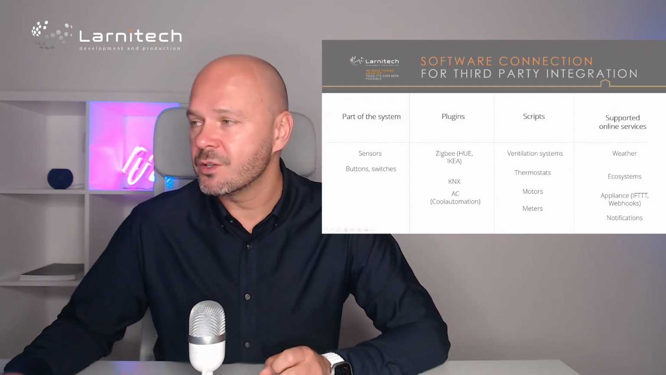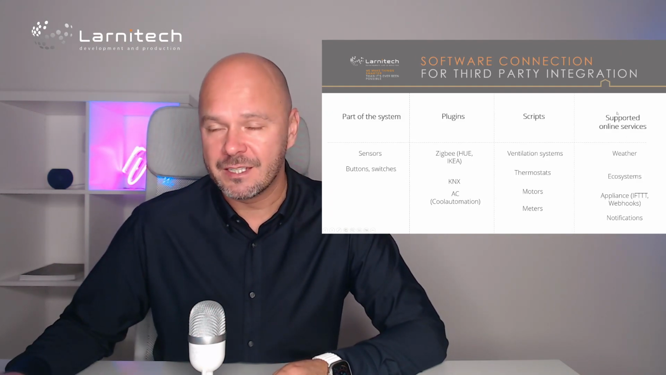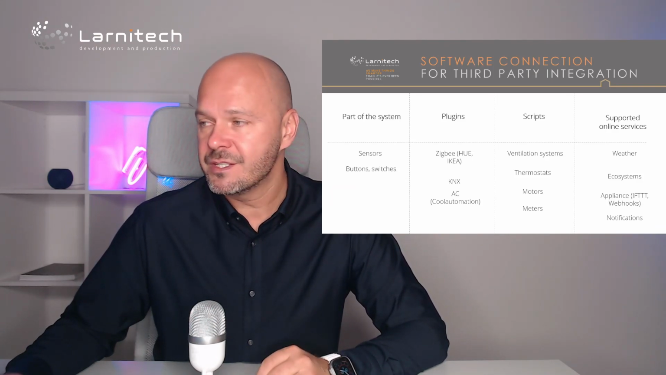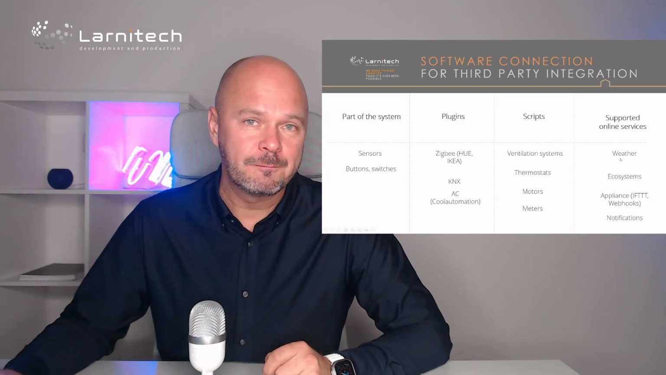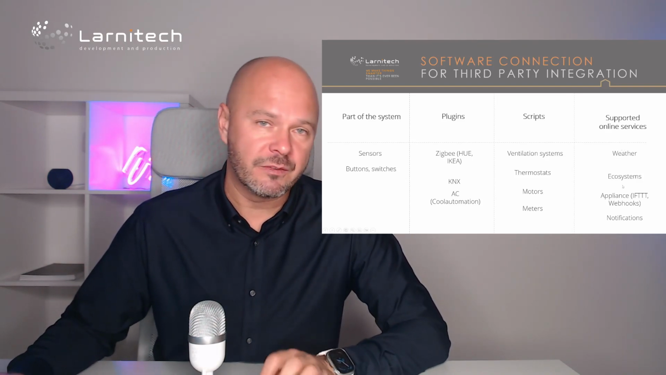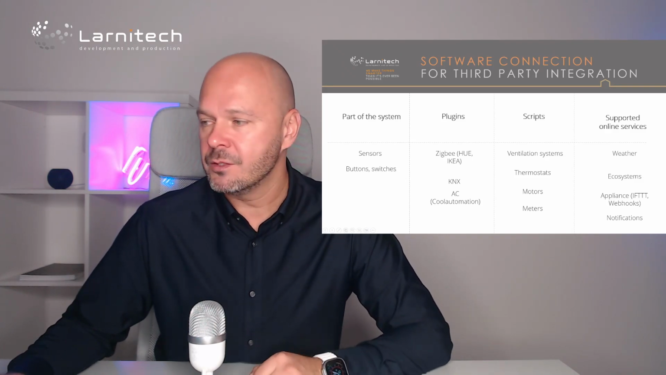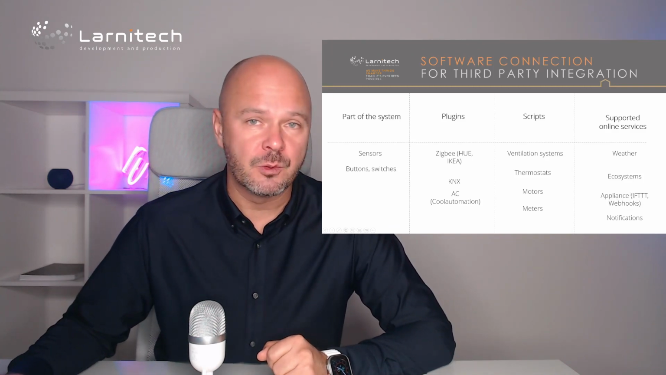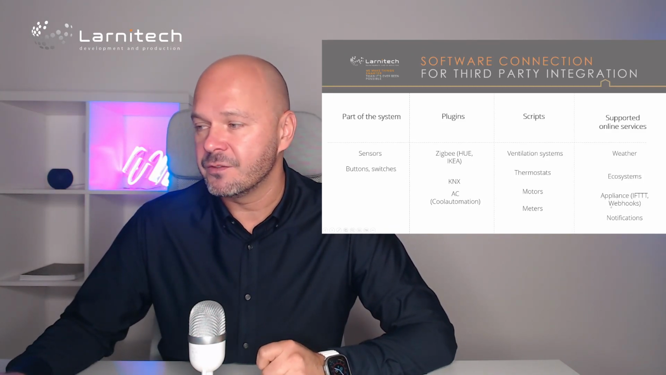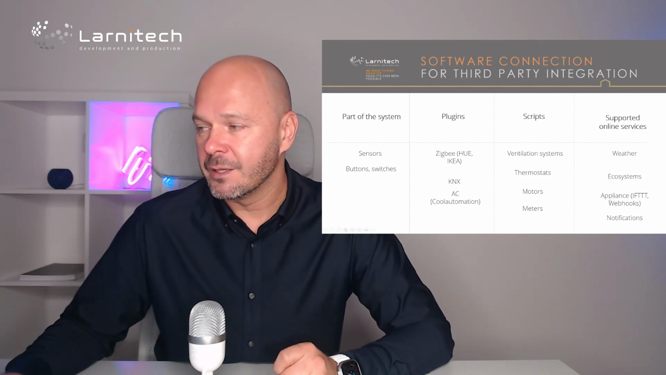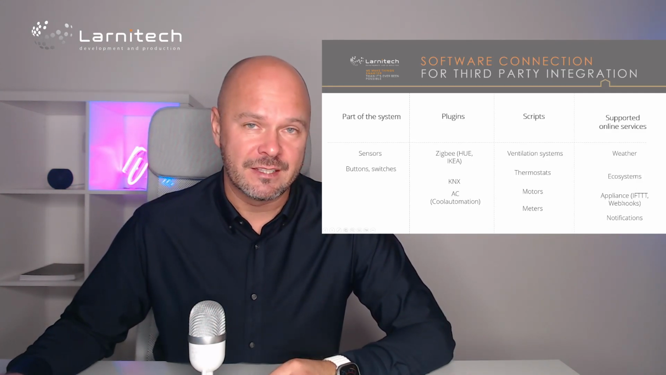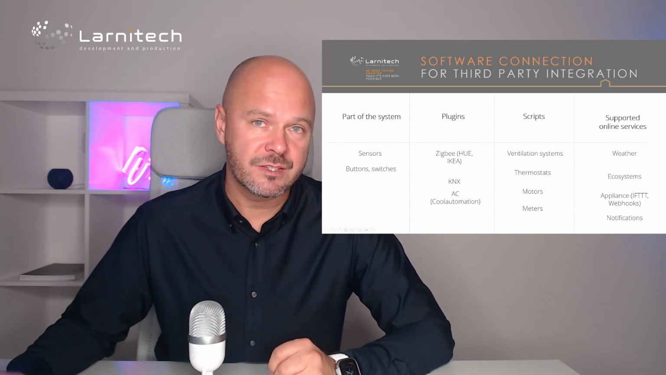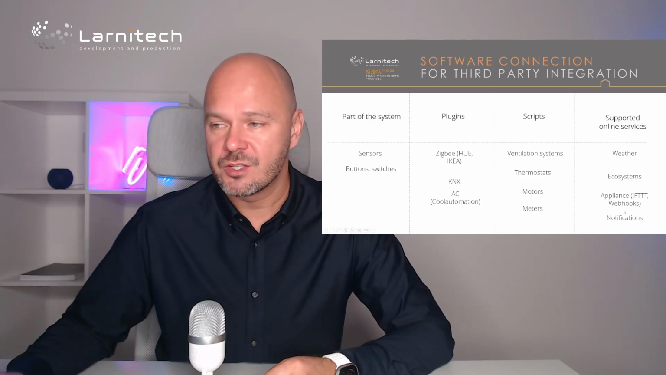And we have supported online services. So if you have IP connection through the cloud, this is called online service, and we use it for weather and to connect with ecosystems, Apple, Google, Amazon, and to connect with appliance, which are available through IFTTT service and through webhooks, like white goods and coffee machines and so on. And then notifications, which is also online service, which is supported.